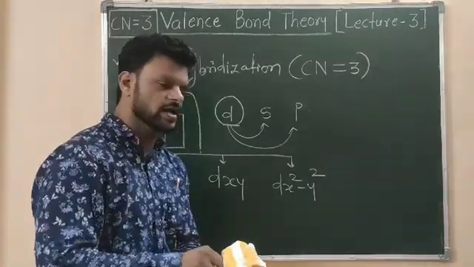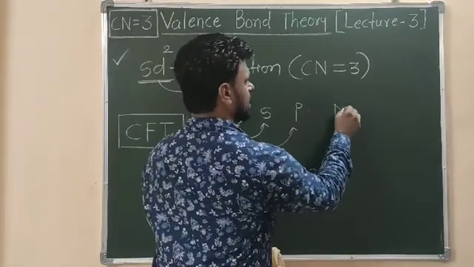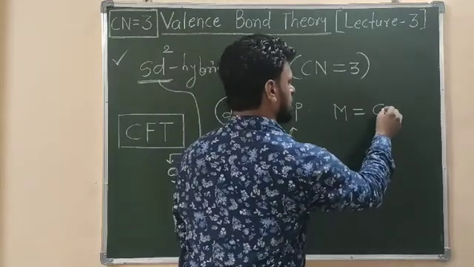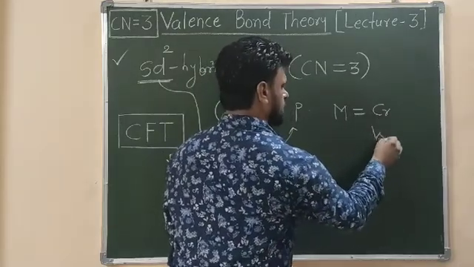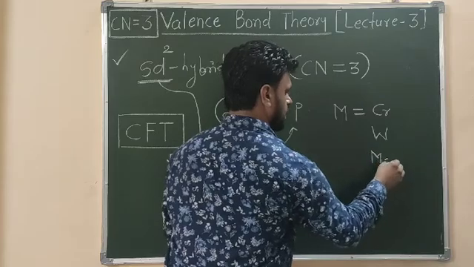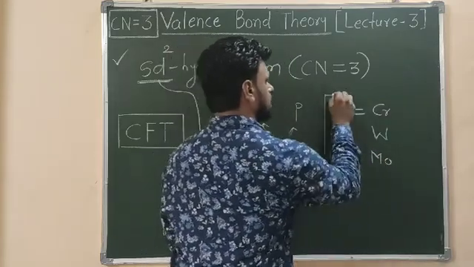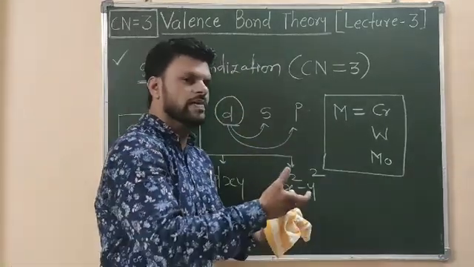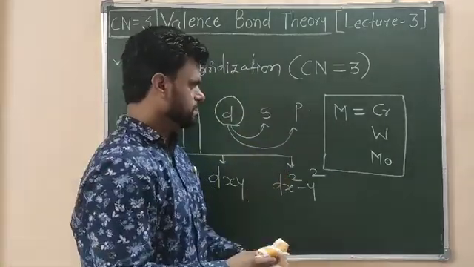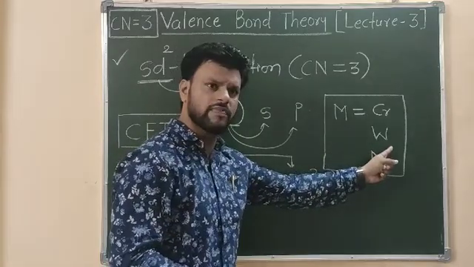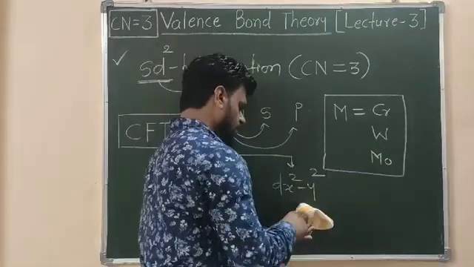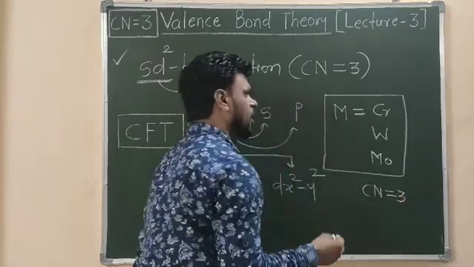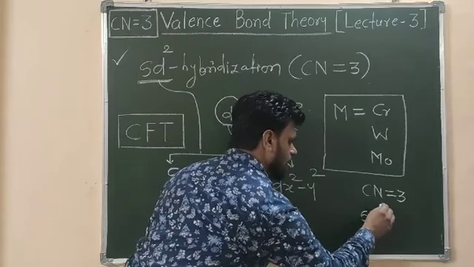Now in that research work, they have taken metals, I am writing here metal, and they have discussed various aspects. The metals were chromium, tungsten and molybdenum. So they prepared a kind of layer structure, and they confirmed that when we have coordination number 3 in this kind of layer structure, we have the possibility of sp2 hybridization.